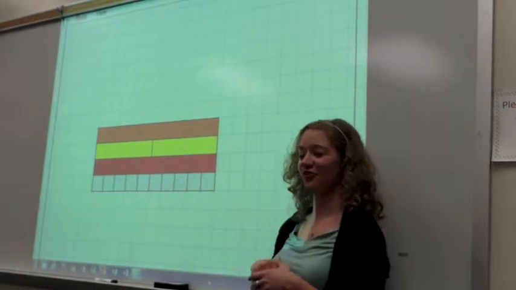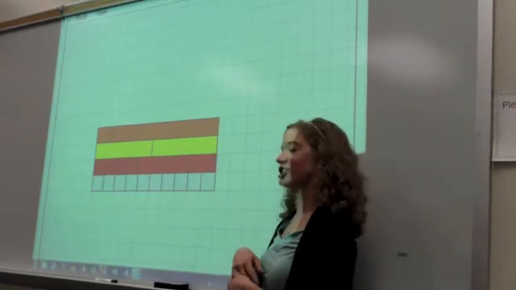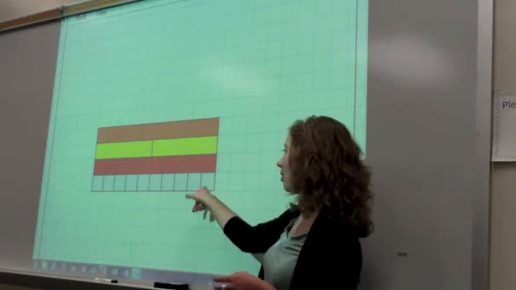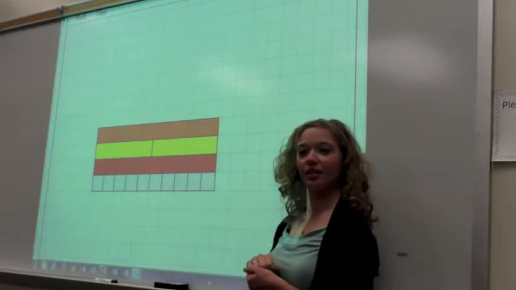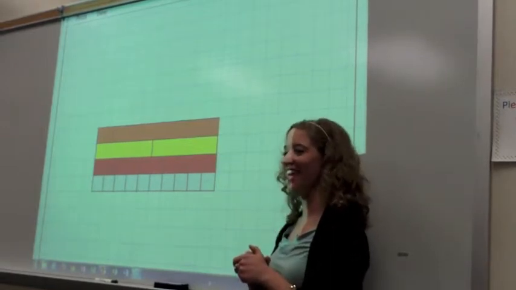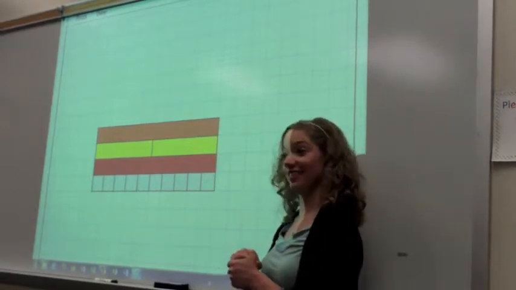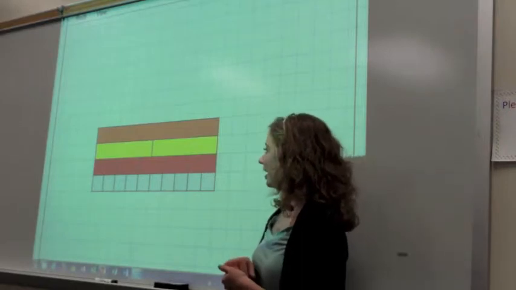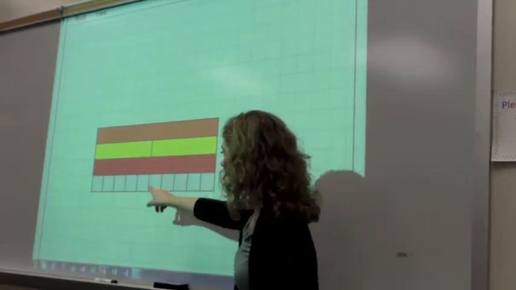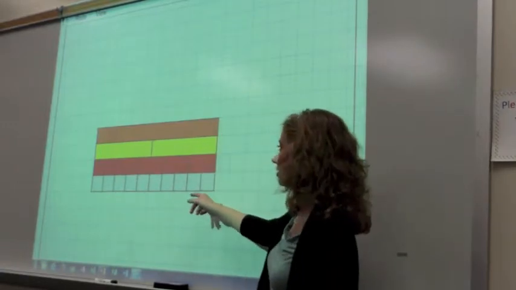How many parts do we have for the red? Angela? 5. 5, awesome. So what fraction is that? Nadine, can you tell us? Fifths. Fifths, awesome. And how about the white rods? 10. 10, awesome. So what fraction is that? Tenths. Tenths, perfect.